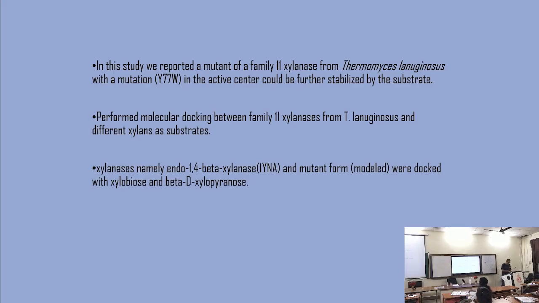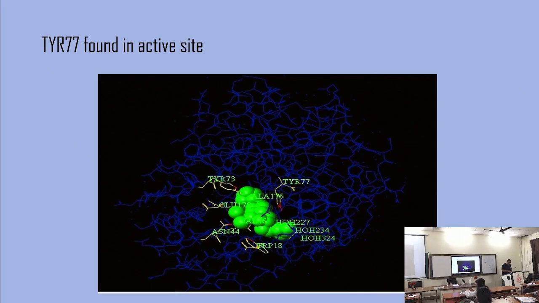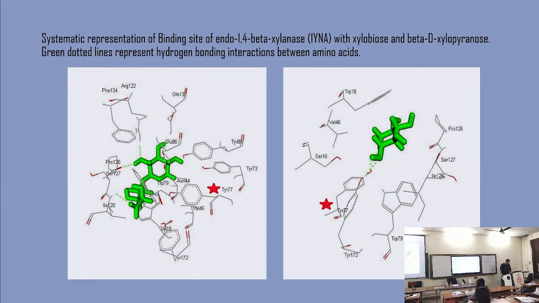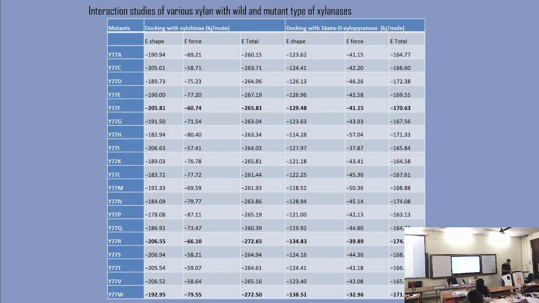So we did the molecular docking between this xylanase and different substrates, and if you see, this is tyrosine 77, which is present in the active site. This is a very crucial binding module amino acid which gives you a better clue that if you do the modeling and simulation, or generate a mutant based on this crucial binding area with this amino acid, you can get the improved capability.